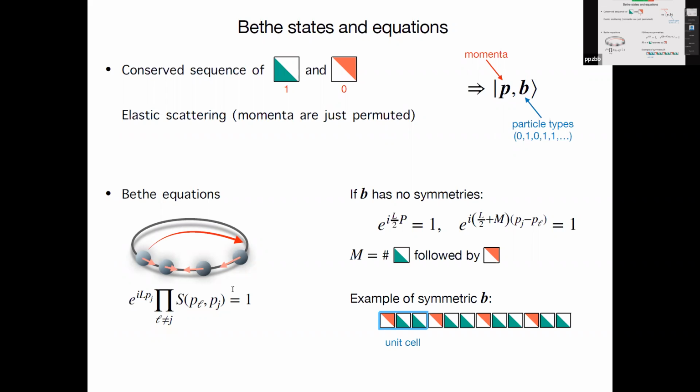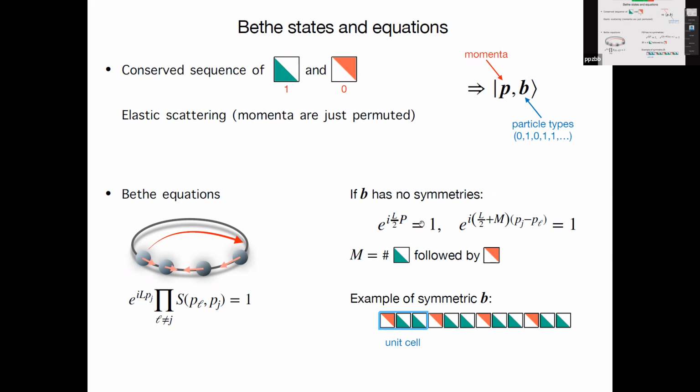Here we have an interesting, peculiar situation. In the Heisenberg model, for example, all you need is this quantum number which tells you the momentum of particles, but here you also need this configuration of degrees of freedom to characterize the configuration. And if this B, this particle sequence, is just a random binary sequence with no order or no symmetries, then these are the Bethe equations.